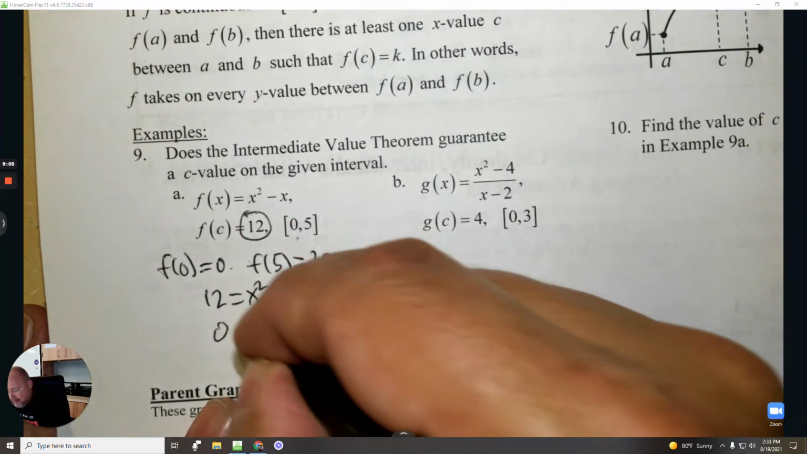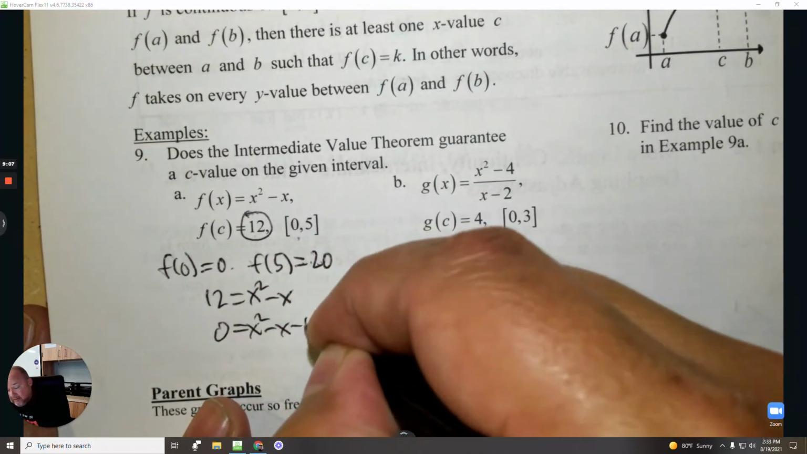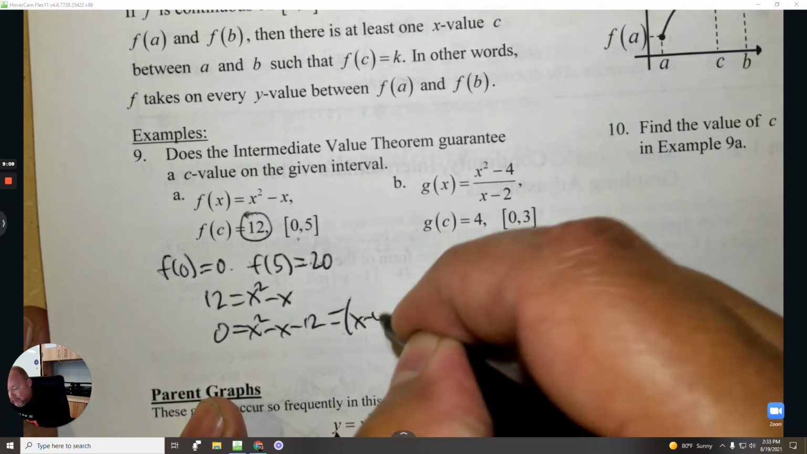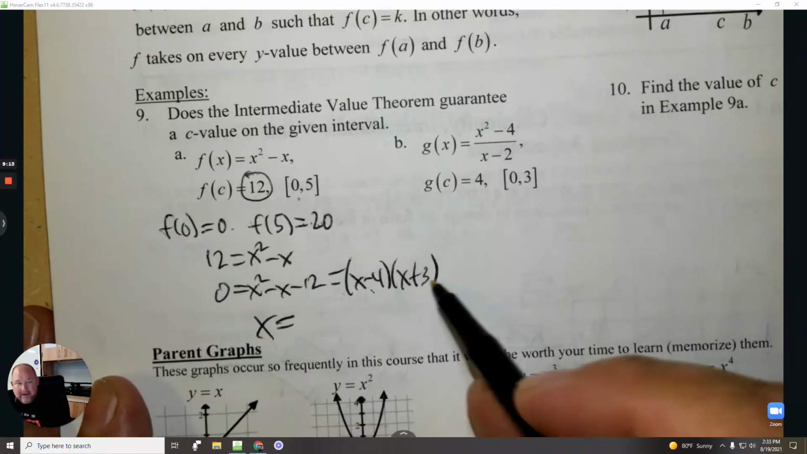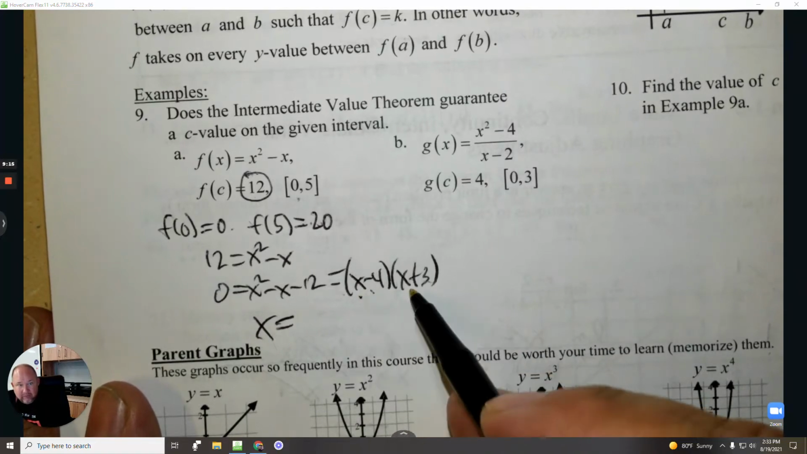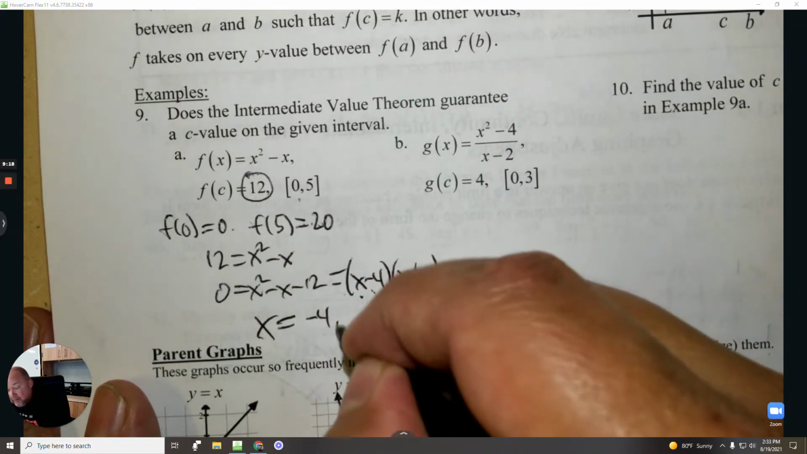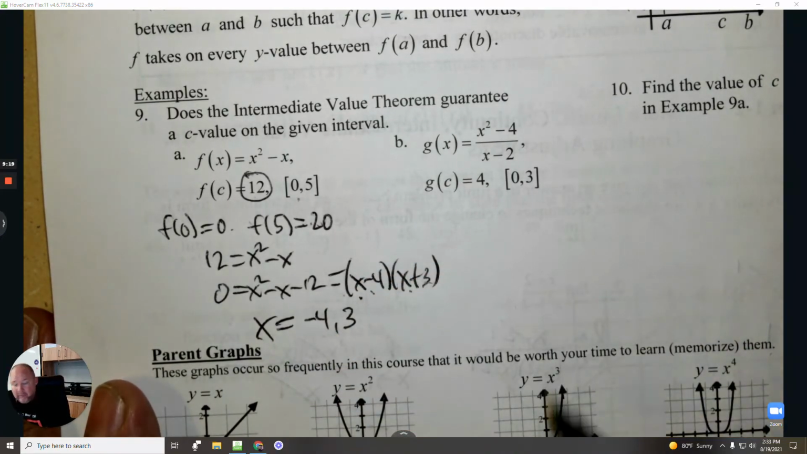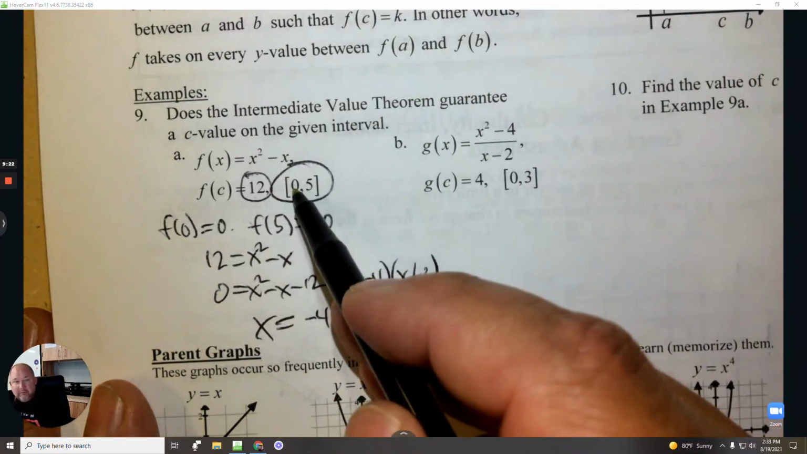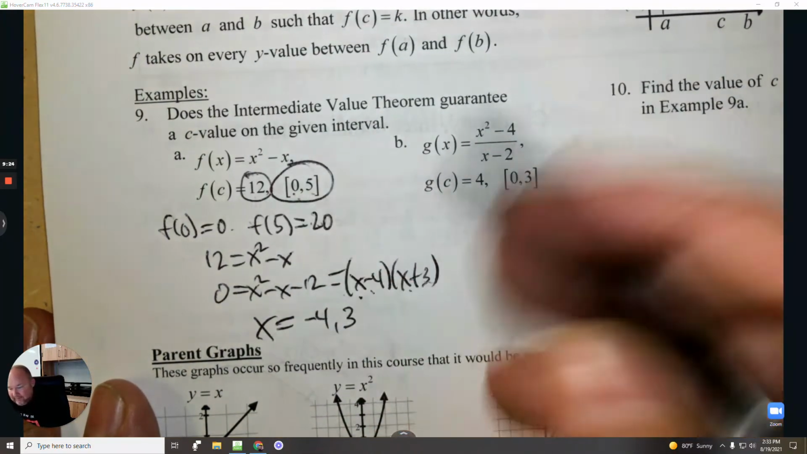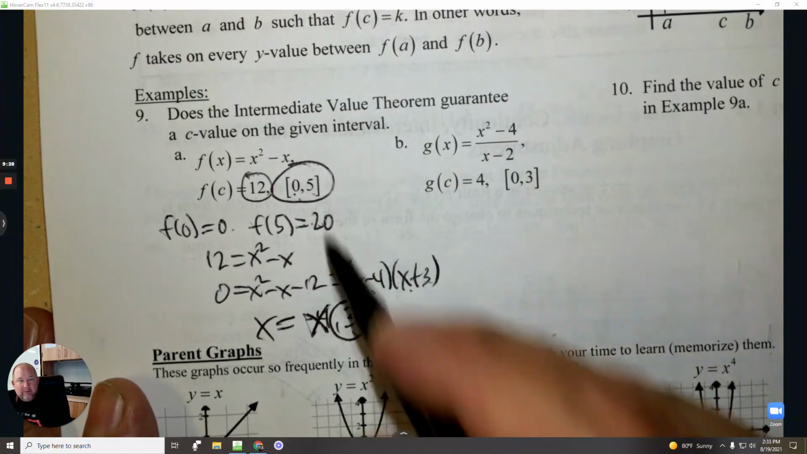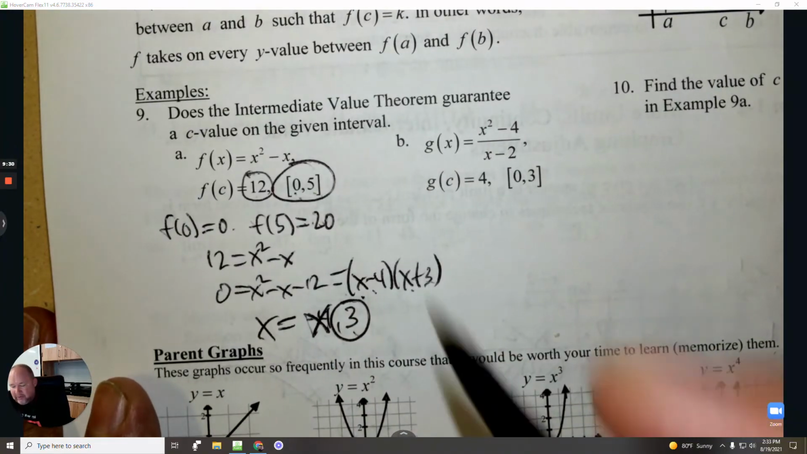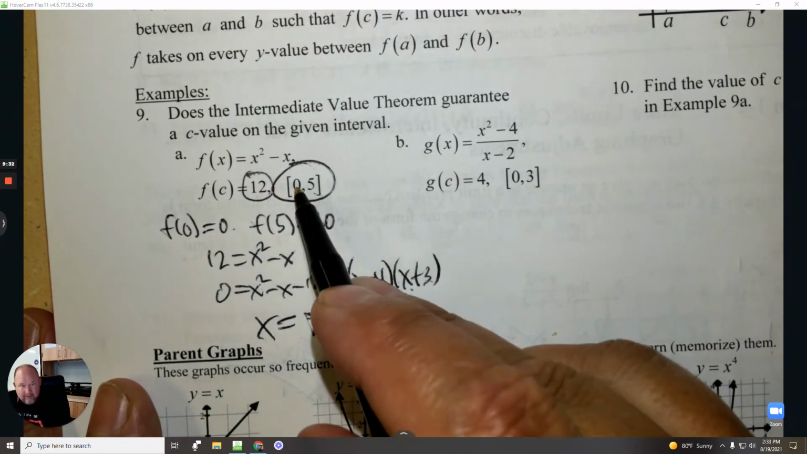So we're going to make it equal to 0. We're going to factor it. So that's negative 4 and positive 3. And then when I solve it, each factor has a solution. So positive 4 and negative 3. We just need to be careful of the domain restriction. So we're looking for an answer between 0 and 5. So negative 4 can't be it. So the only value that would satisfy the intermediate value theorem would be positive 3 because it's between 0 and 5.